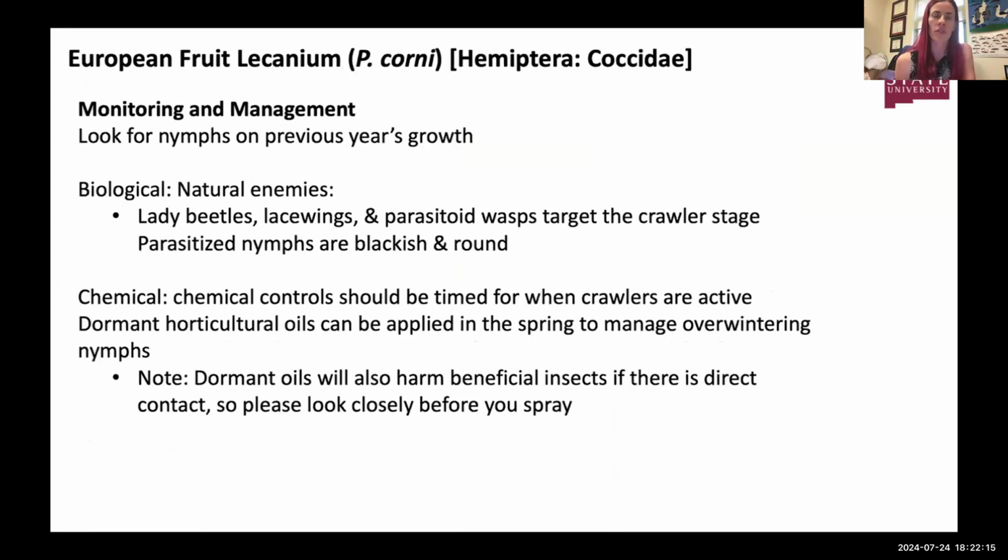So monitoring for them, checking for them. There are some things that like to eat scales, which is good. These particular scales have lady beetles, lacewings, and parasitoid wasps that will target the crawler stage. And there are some that will parasitize the adults, but not for these particular scales. So it just really depends on the life history of scales and that sort of thing.